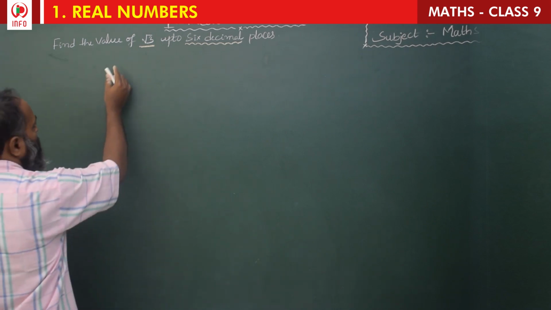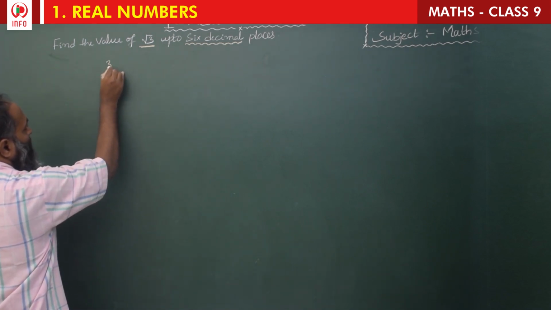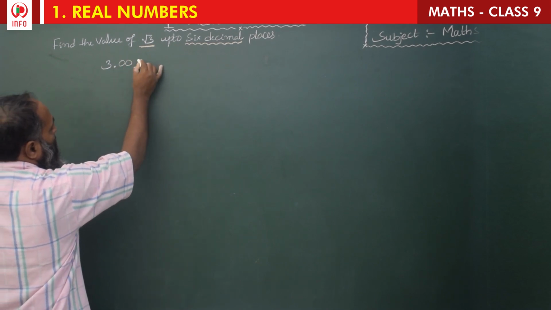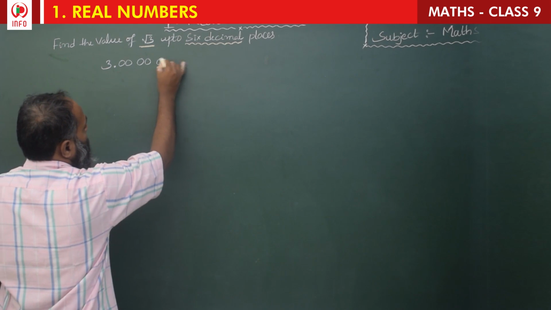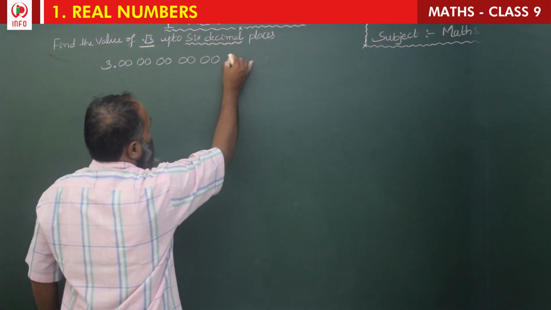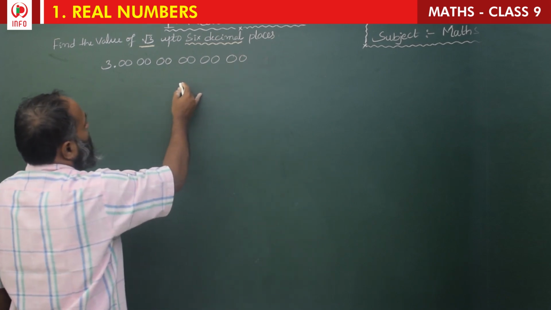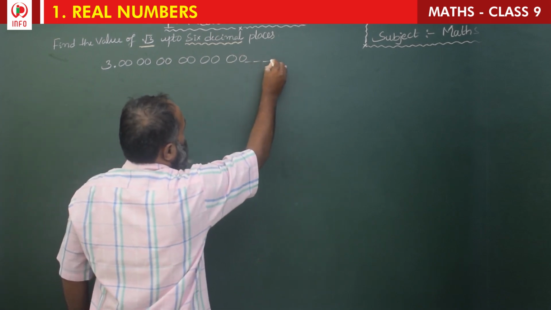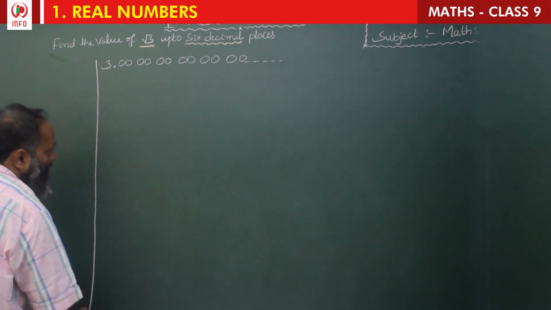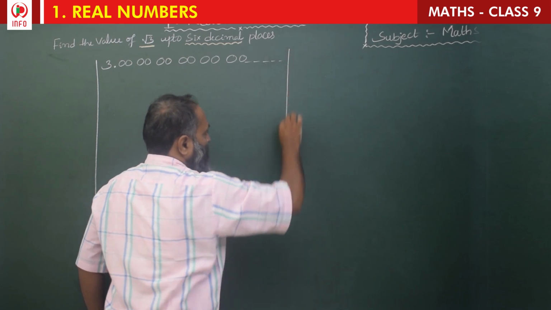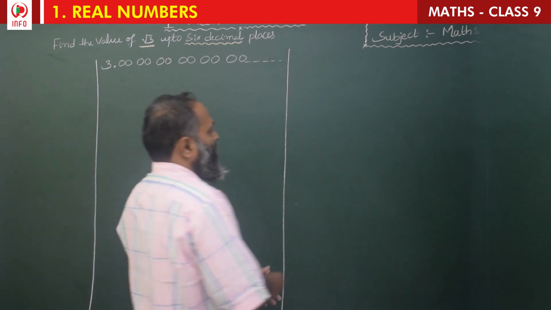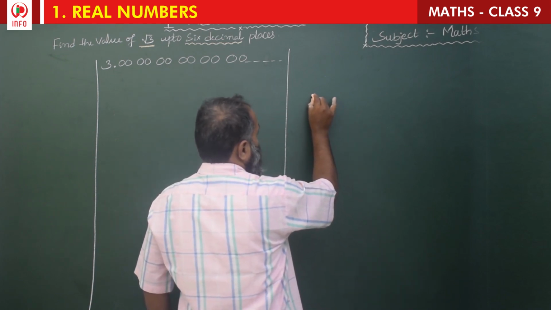Root 3 means first we should write here 3 point. After the decimal nothing is there, which means we can take zeros, infinite times zeros. Now first make your rough column here. The rough column is important.